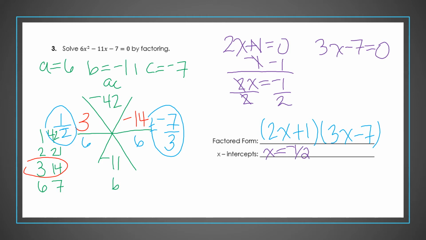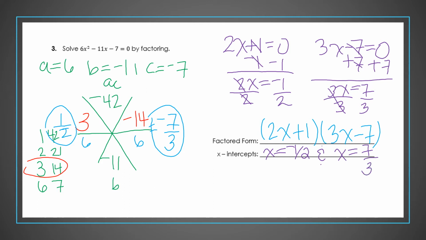For our second solution, we are going to solve 3x minus 7 equals 0, so I'm going to start by adding 7 to both sides. So 3x equals 7, and then we're going to divide both sides by 3. 3 does not go into 7. It doesn't reduce, nor should it reduce. x is equal to 7/3. And those are our two solutions, our x-intercepts, our zeros, or our roots.